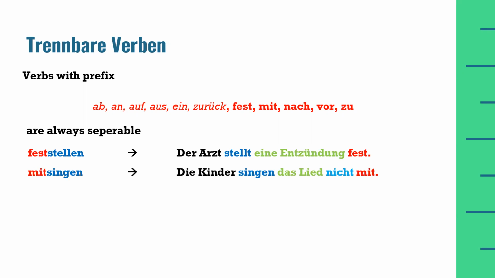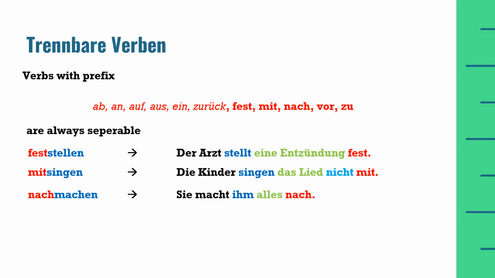Mitsingen, to sing along. We have learned mit as a preposition, but here it is used as a prefix with the verb singen. And whenever mit is used as a prefix with a verb, then the verb becomes separable, which means singen will be conjugated according to the subject die Kinder, so it remains singen, and the prefix will go to the last position of the sentence, mit. Die Kinder singen das Lied nicht mit.